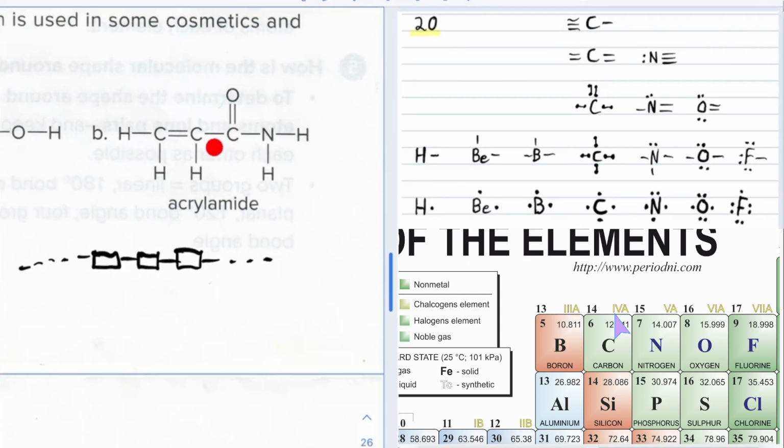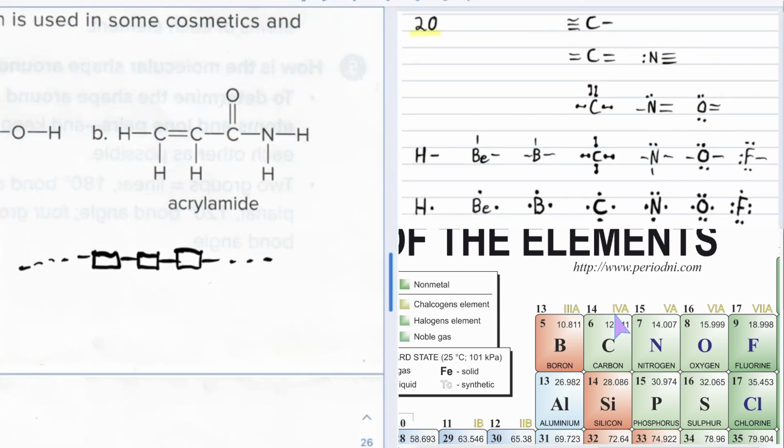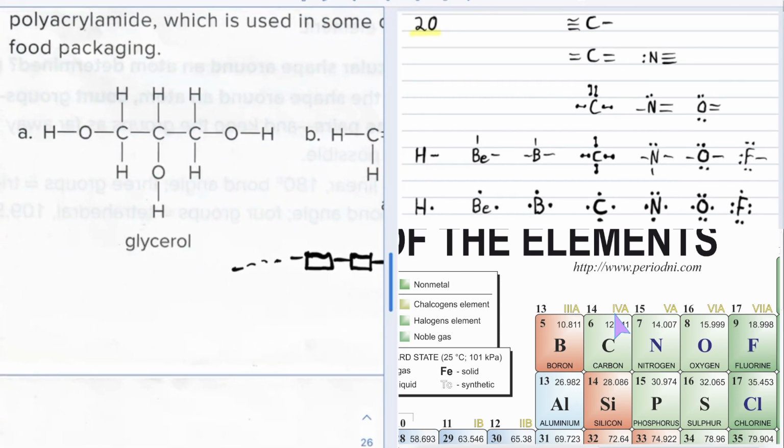2 singles and a double. This carbon also has 2 singles and a double. Okay, so that one's also good. This carbon has 2 singles and a double. So they all look like this form over here. Okay, so all of those carbons are good. We check the hydrogens, they're good, and the carbons are good. We'll take a look at oxygen and nitrogen in a second, but let's check the carbons over here.